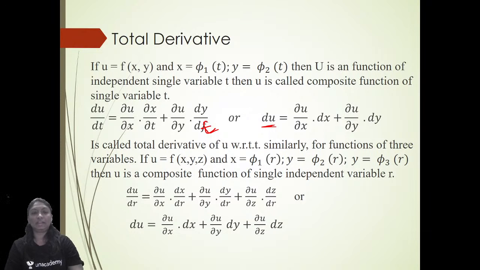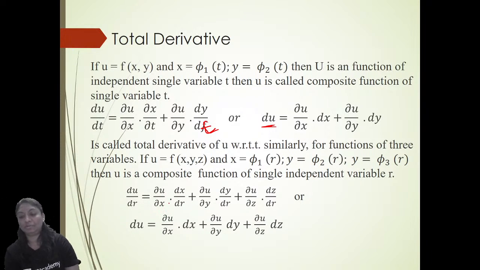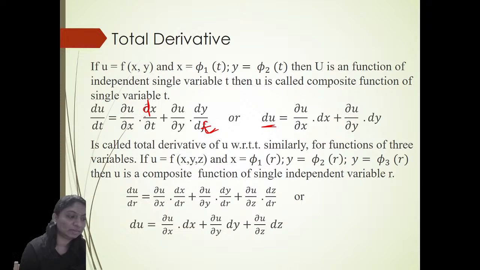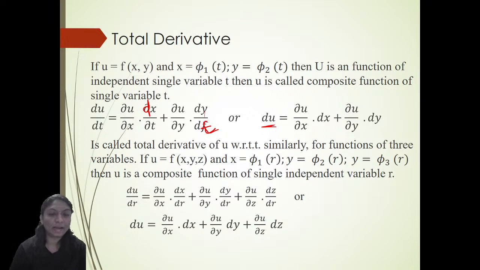Similarly, for a function of three variables, using the chain rule again, du is equal to ∂u/∂x into dx/dt plus ∂u/∂y into dy/dt plus ∂u/∂z into dz/dt. So du is equal to ∂u/∂x into dx plus ∂u/∂y into dy plus ∂u/∂z into dz. Now this is the definition of total derivative.